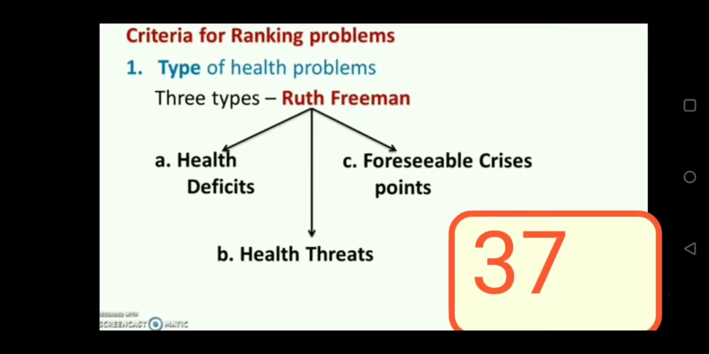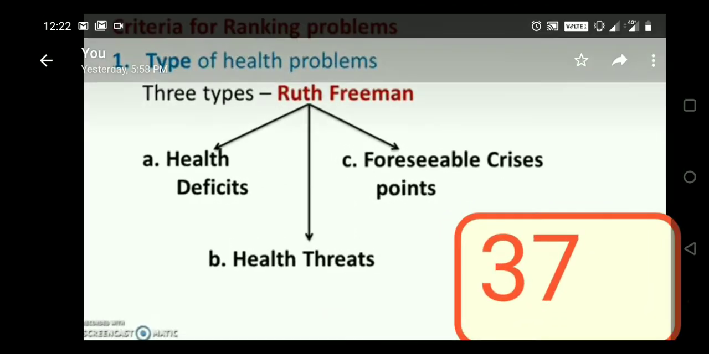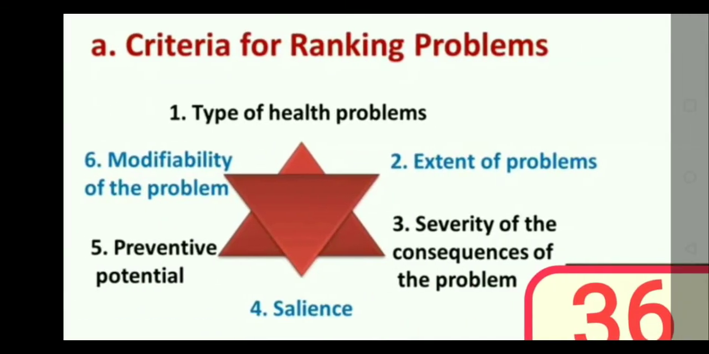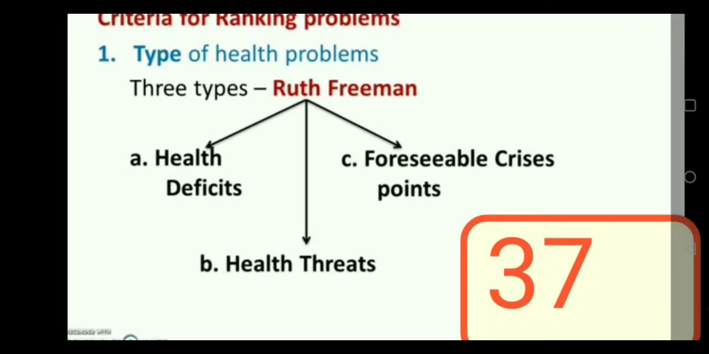So what are the criteria for ranking problems? One by one we'll be learning. There are 6 criteria. First one, type of health problem, second one is extent of problems, third one is severity of consequences of the problem, fourth one saliences, fifth one preventive potential, and sixth one is modifiability of the problems. So the first one we are going to learn is type of health problems.